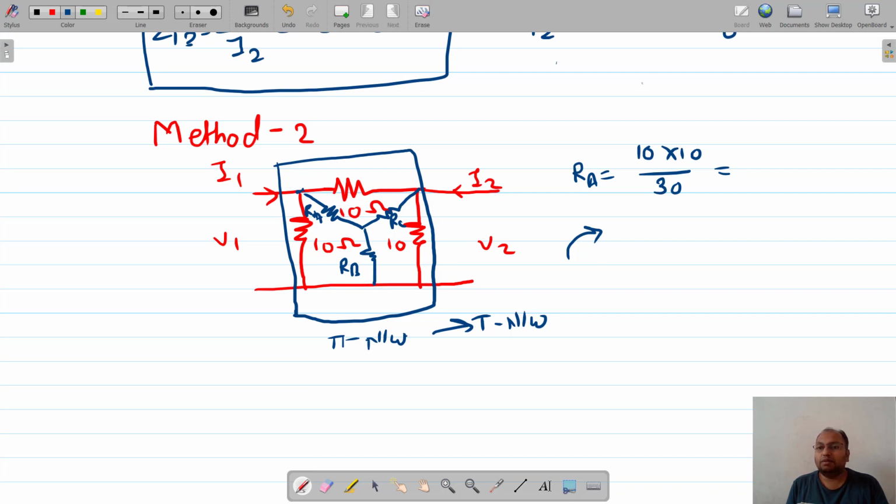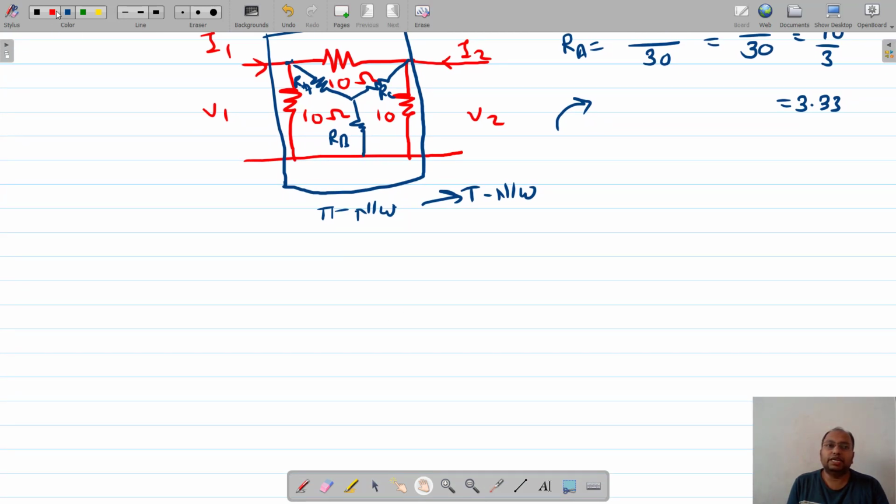So all the values of the resistors will come as 100 divided by 30, that is 10 by 3, which is 3.33. Remember that all the resistors will have the value 3.33, because for simplicity I have taken all the resistors of the same value. After modification, my new network will be like this. This is 3.33, this is also 3.33, and this is also 3.33 ohms.